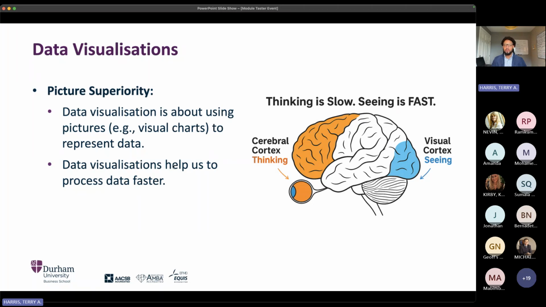And so if we have a lot of key insights in the data, and we'd like to internalize these insights and communicate them effectively to our decision maker to give them knowledge, one of the quickest and most efficient ways to do that is to create some form of visualization that can communicate the key insights quickly and that they can process very quickly using their visual cortex. Data visualization is about using pictures, visual charts, to present data. This is very fast compared to thinking about data.